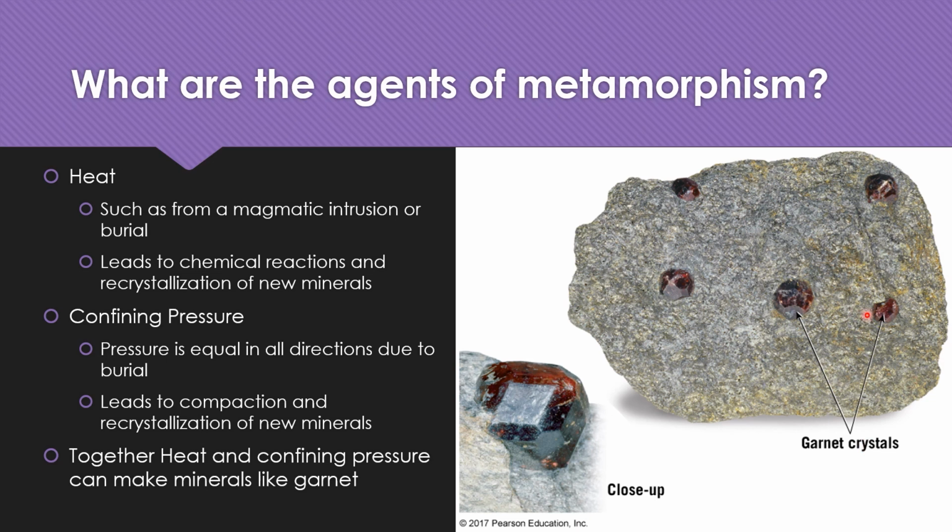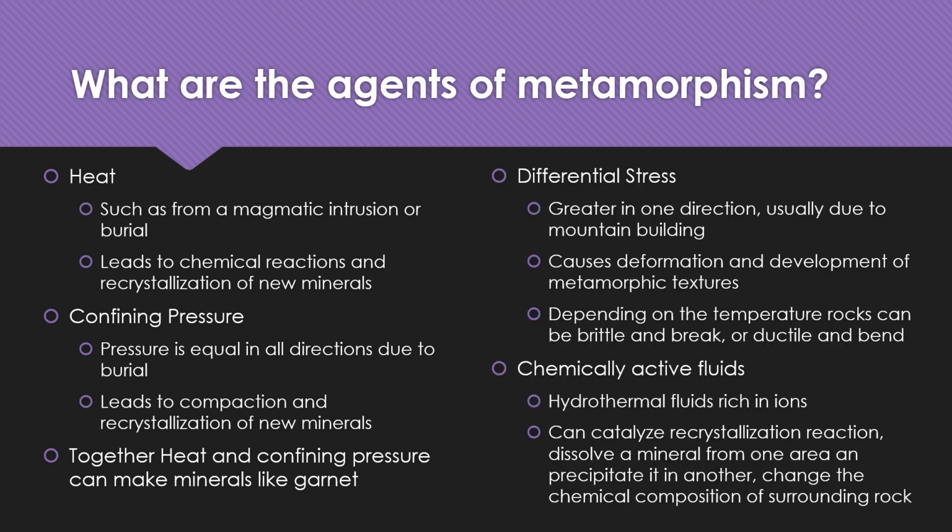And then we have differential stress, which means pressure is greater in one direction, which is usually due to mountain building. It can cause deformation and development of metamorphic textures, like what we saw in gneiss. And depending on the temperature, rocks can be brittle and break or ductile and bend.